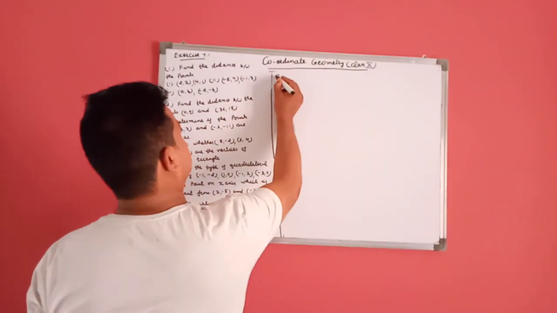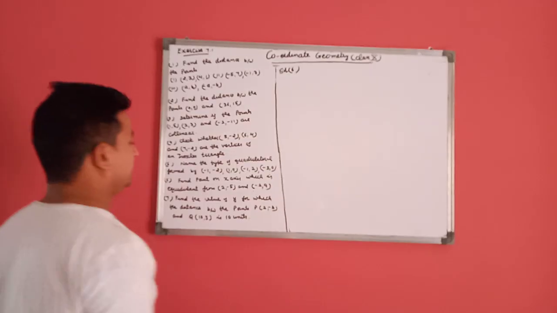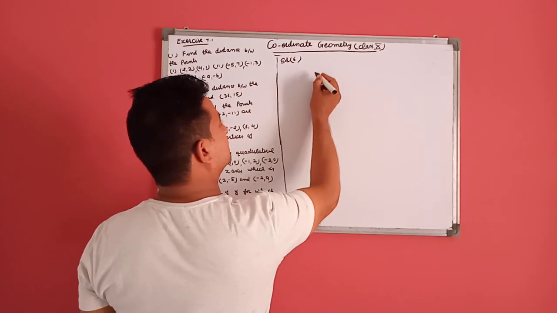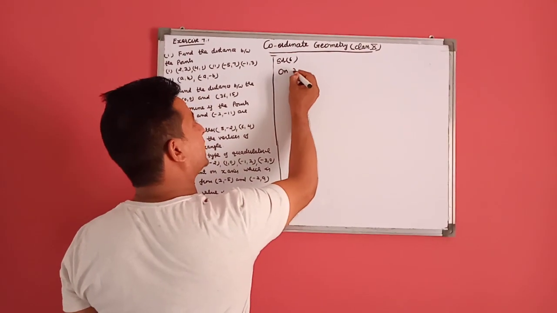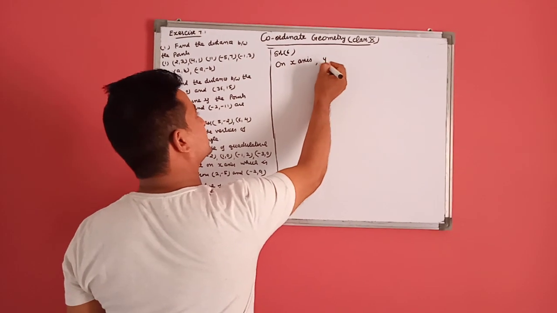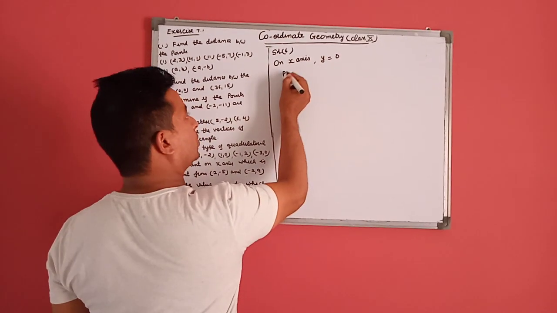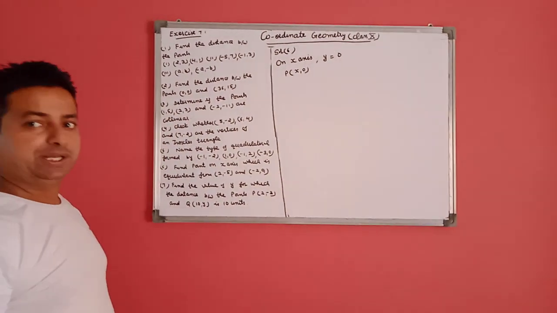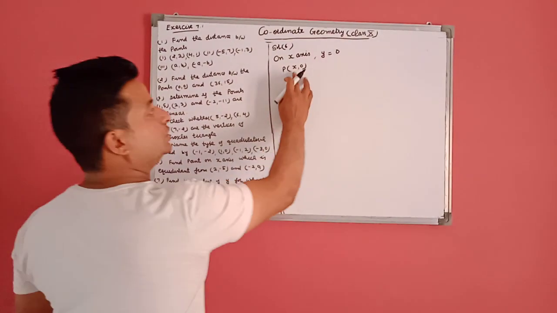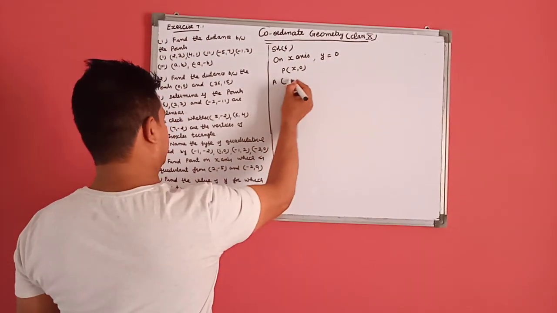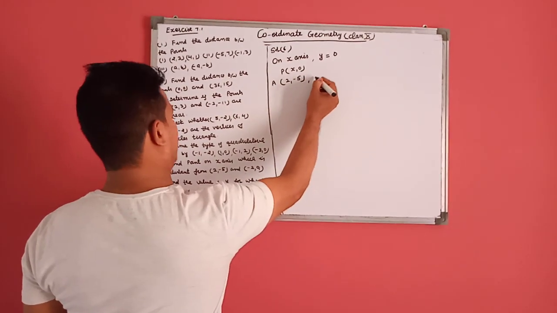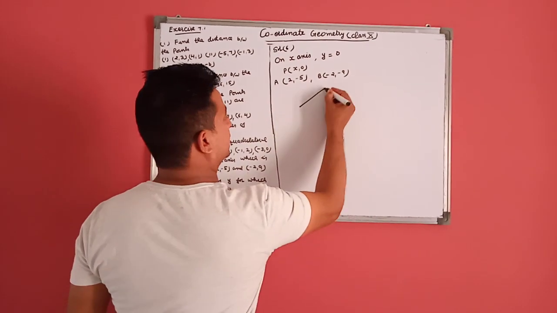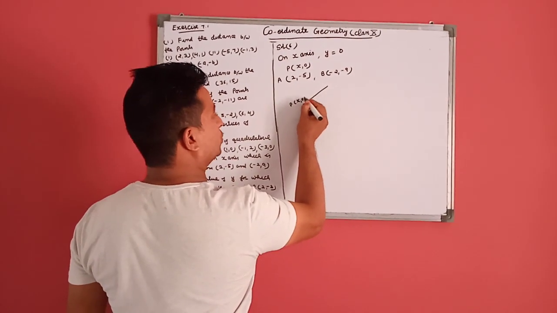In question number 6, the statement is find the point on x-axis which is equidistant from. This means on x-axis, y should be 0. So on x-axis the point is x comma 0. On y-axis the point is 0 comma y. Question is find the point which is equidistant from these 2 points. This means this is point P, x comma 0.